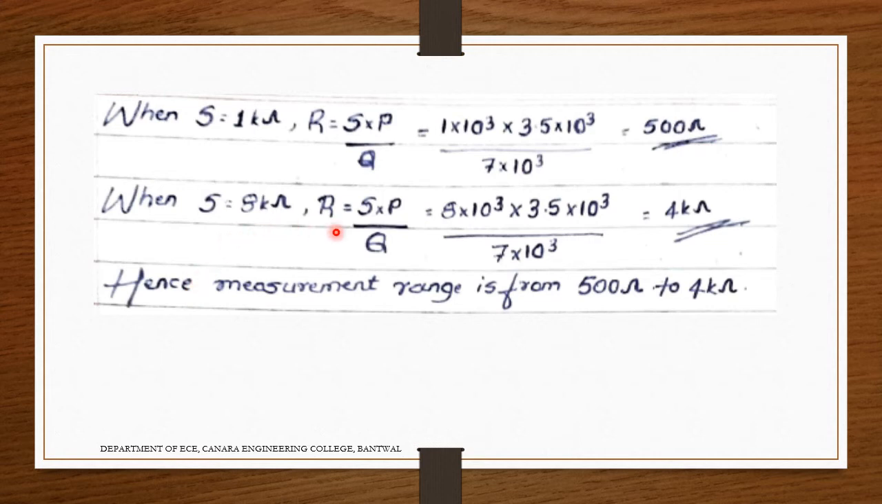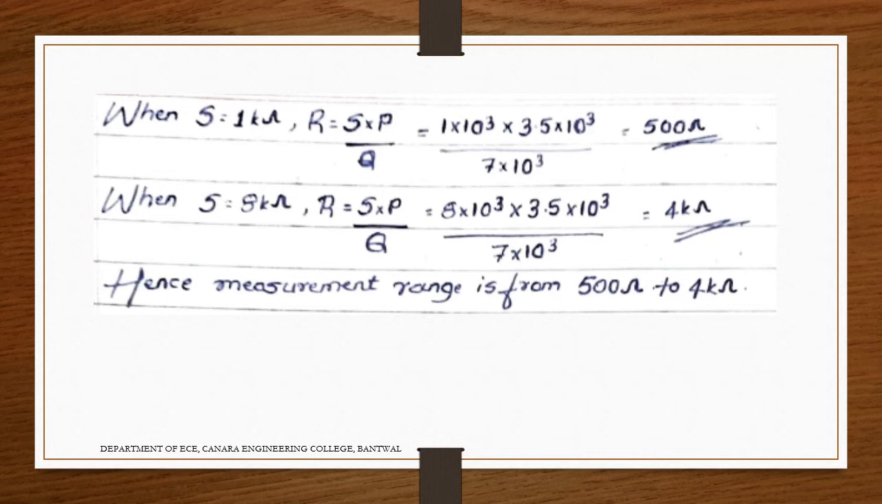S is equal to 8 kilo ohm. R is equal to 8 kilo ohm into 3.5K divided by 7K. That is equal to 4 kilo ohms. So what is the measurement range here? Varying from 500 ohm to 4 kilo ohm. So the value we got for S of 5.5, that is 2.755, is within that range itself. So this is how we are going to find the range, and how the impact of S makes our value change. This is what we are going to study here.